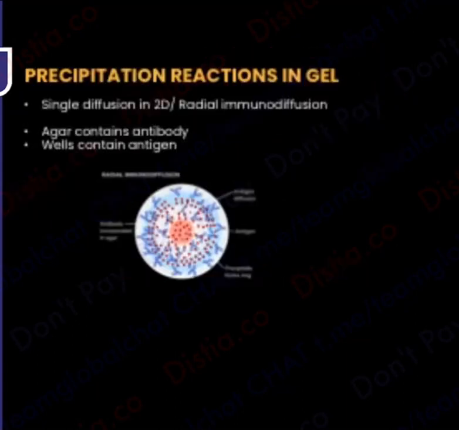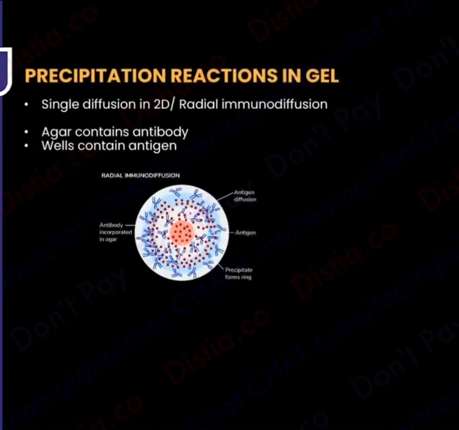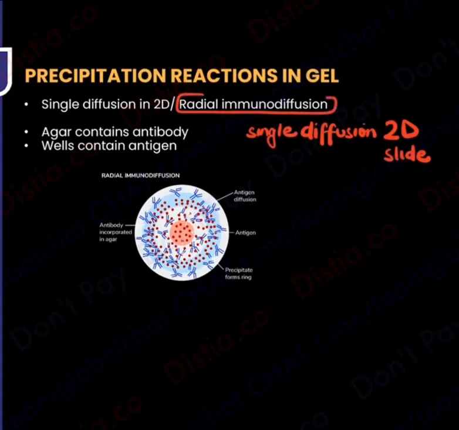Okay, so under this, the first one that you have, you'll say, ma'am, now we are going on to two dimension. Two dimension means now you're going to deal with a slide. And again it's the same: now you're going to talk about the diffusion. The diffusion can either be single diffusion or double diffusion. We'll start with single diffusion. Single diffusion is known as radial immunodiffusion. That is going to be RID. RID is going to have a radial immunodiffusion.